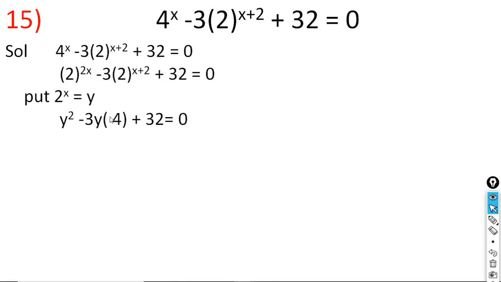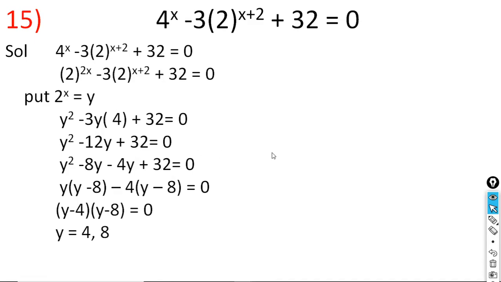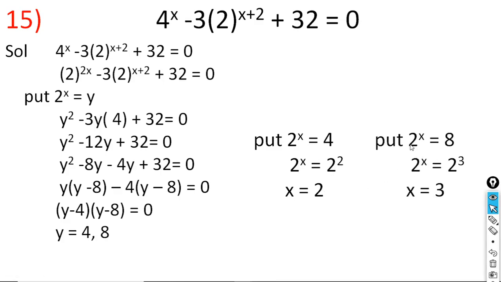We have 3 times 2 raised to power x, which is y, and 2 raised to power 2 is 4, plus 32. Now in the next step, we get a quadratic equation which will be solved. After solving this, you get two values of y, 4 and 8. One by one we'll solve this. In the first case, 2 raised to power x is y, and y is 4 in the first case. We get 2 raised to power x is 2 raised to power 2 and x comes to be 2. Whereas in the second case, 2 raised to power x is 8 and the value of x comes to be 3.